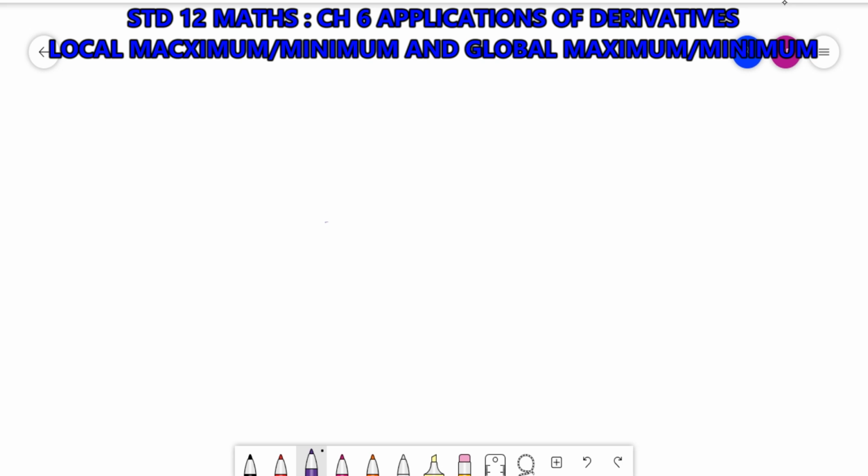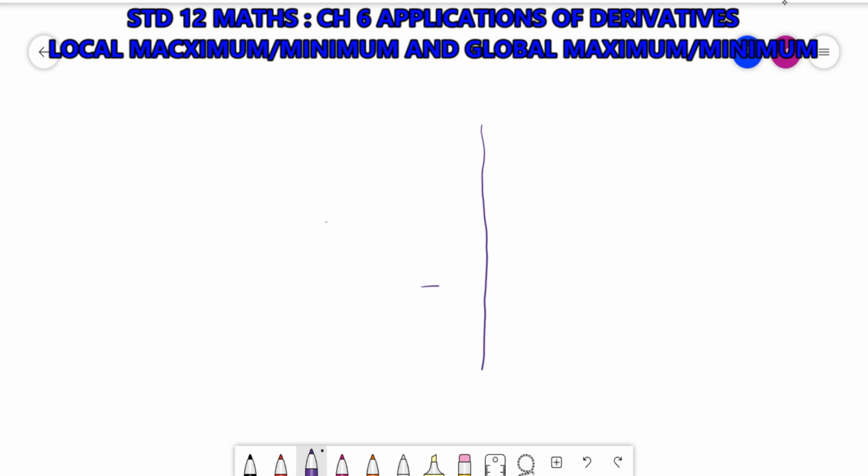Hello students, welcome back. Today we will study a very important topic of chapter number 6, that is applications of derivatives. Today's topic is the local minimum, maximum value and global minimum and maximum value of a function. So first let's study the concepts. What is the local minimum and maximum value?